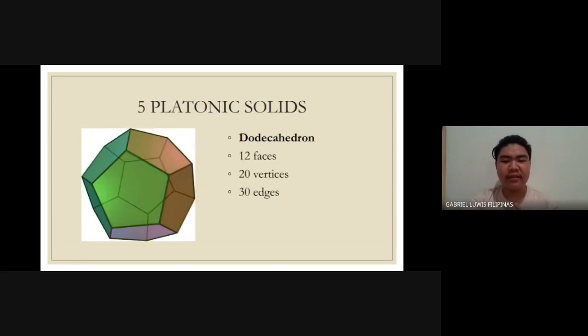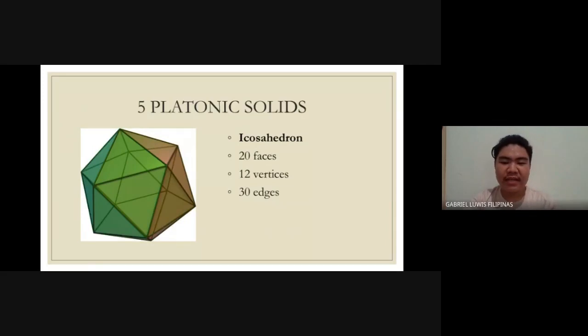And the dodecahedron, it has 12 faces, 6 on the upper, and 6 na naman sa baba. And 20 vertices and 30 edges. The icosahedron, it has 20 faces, 12 vertices, and 30 edges.